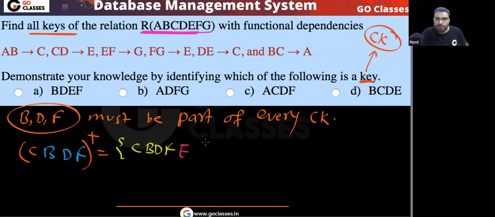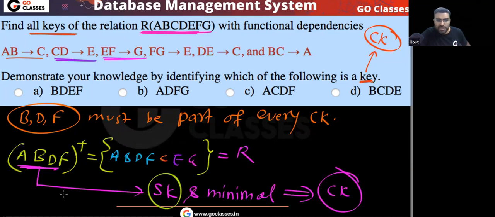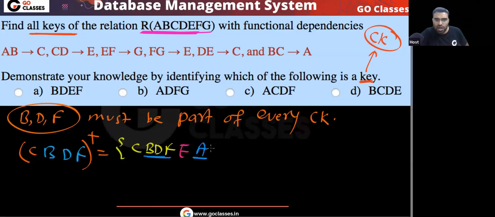BC will give me A. Yes or no? Now you can stop, because ABDF itself can give you everything. So now it will give you everything, right? A, B, C, D, E, F, G, everything you got. So that's it. This is your candidate key.